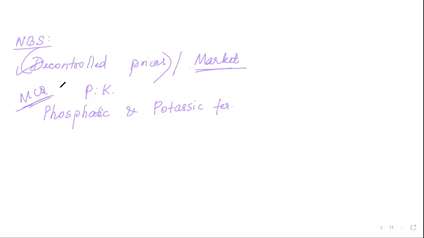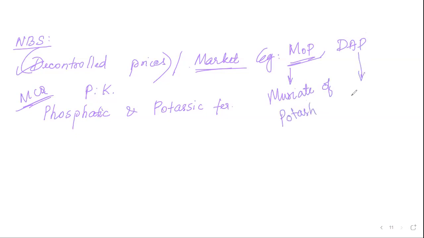So we have been dealing with non-urea based fertilizer, but I haven't mentioned examples of non-urea based fertilizers. The very famous examples are MOP and DAP. MOP is muriate of potash, and DAP is diammonium phosphate.